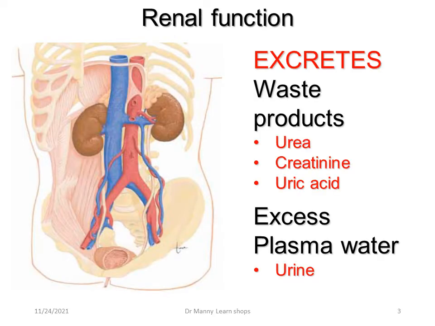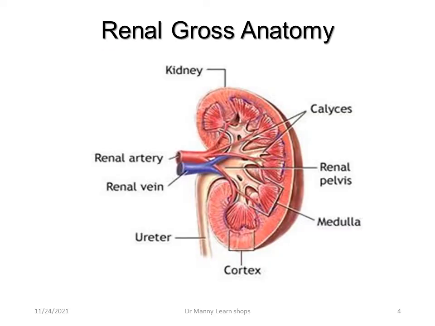Now basically renal function is to excrete waste products such as urea, creatinine and uric acid, and excess water as well, which essentially is plasma water, which is urine. When we look at the gross anatomy, we're looking at the renal pelvis, the renal medulla, the calyces, the renal cortex, and then the extensions, the ureter, which eventually becomes the bladder, the urethra, and exit. We have a renal artery and a renal vein as well, basically the kidney.